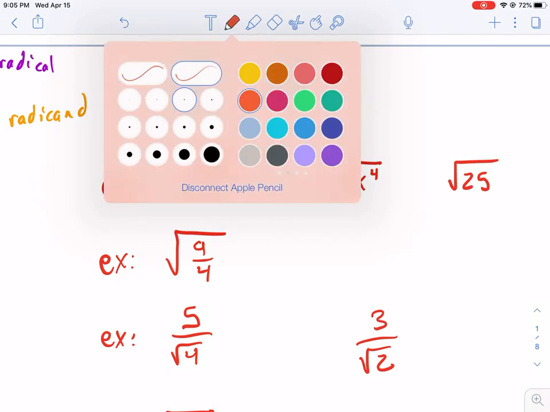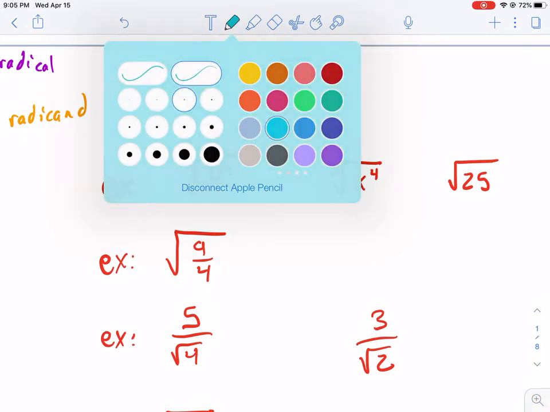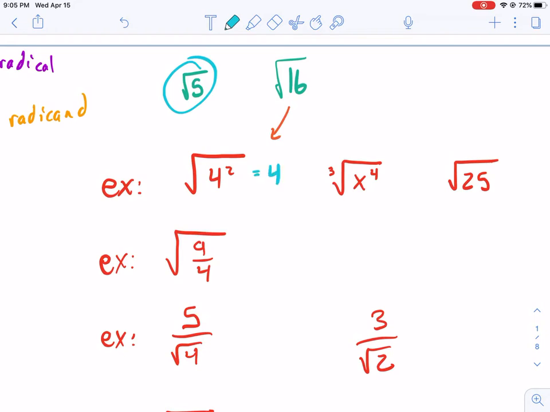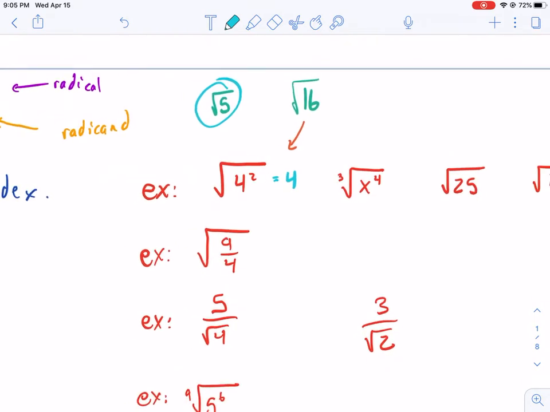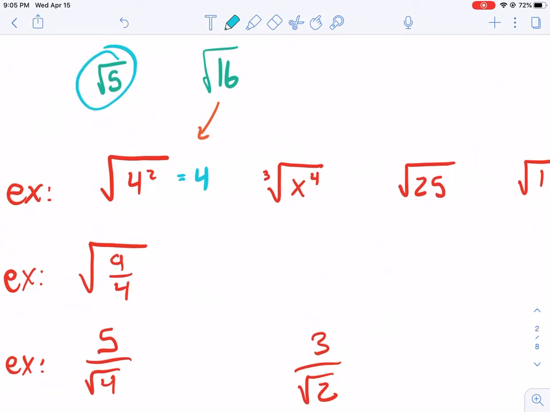With 16, that's not the case. You need to simplify this further. This can be rewritten as shown here as the square root of 4 squared, which of course is 4. Here are some other examples. We have the cube root of x to the 4th power. This one can be rewritten as the cube root of x cubed times the cube root of x. So that's equal to x times the cube root of x.